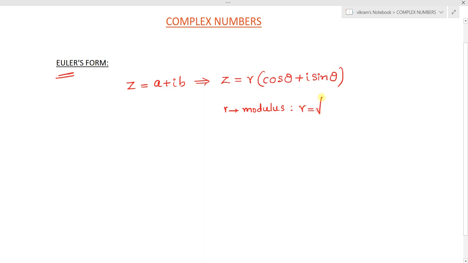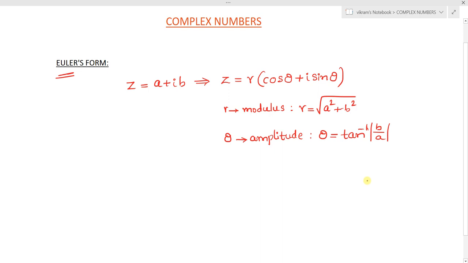which is nothing but the distance from the origin. If a plus ib, the modulus can be written as square root of real part square plus imaginary part square, and theta is the argument or amplitude, which is generally found depending on the quadrant. It is found as theta equals tan inverse of imaginary by real part. So this we know.